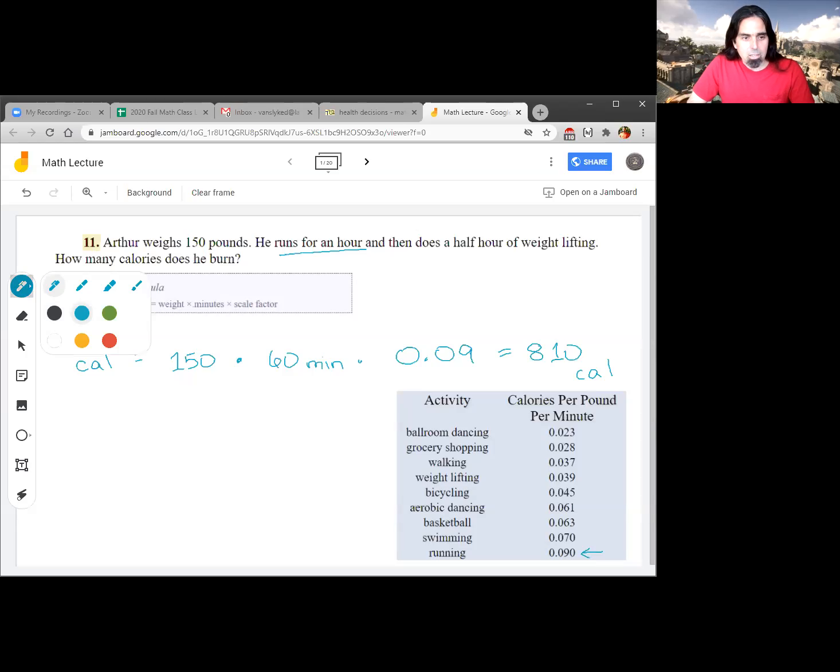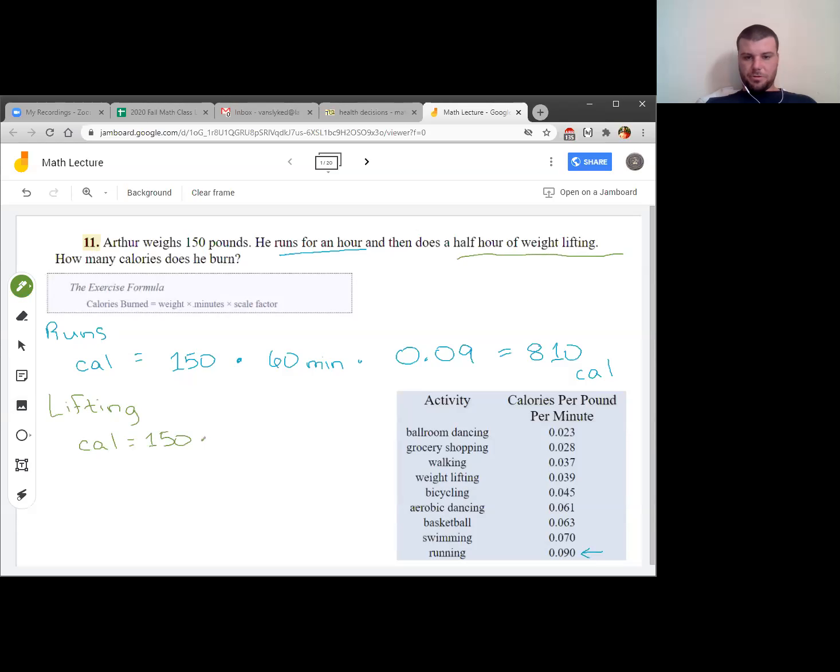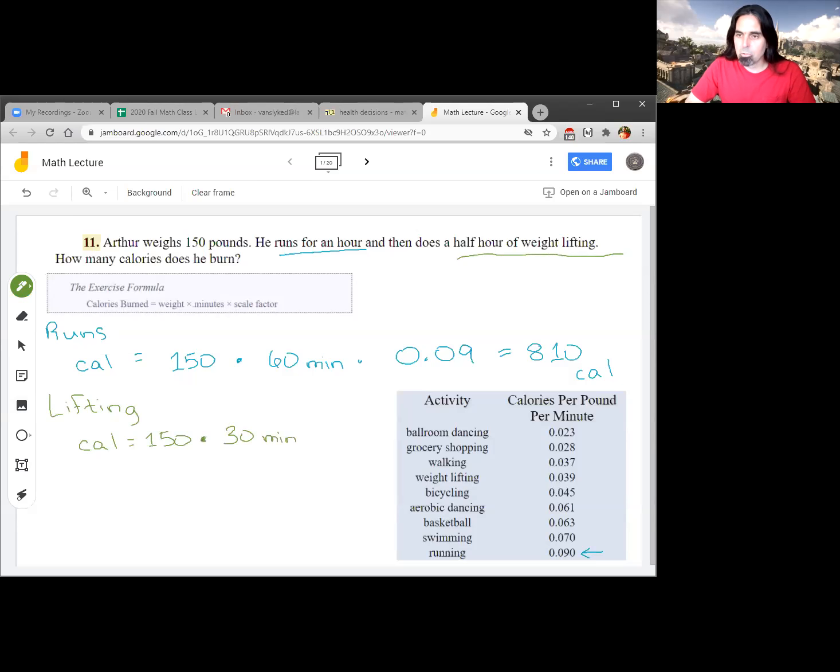Now we also need half an hour of weightlifting. So he still weighs 150 pounds. What's next in my equation? 30 minutes. By the way, I like dots for multiply. If you use X's, that's fine too. No one is going to yell at you. And weightlifting, here we go, 0.039.